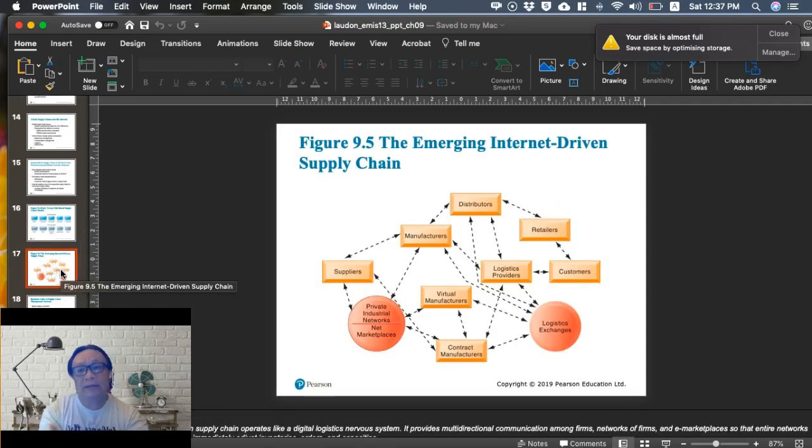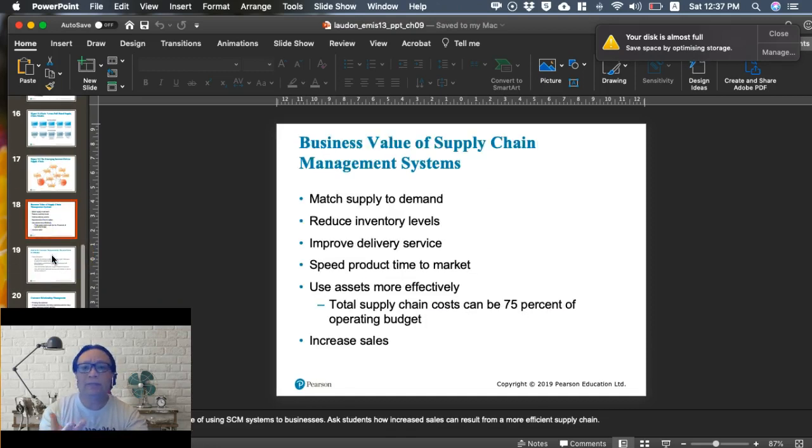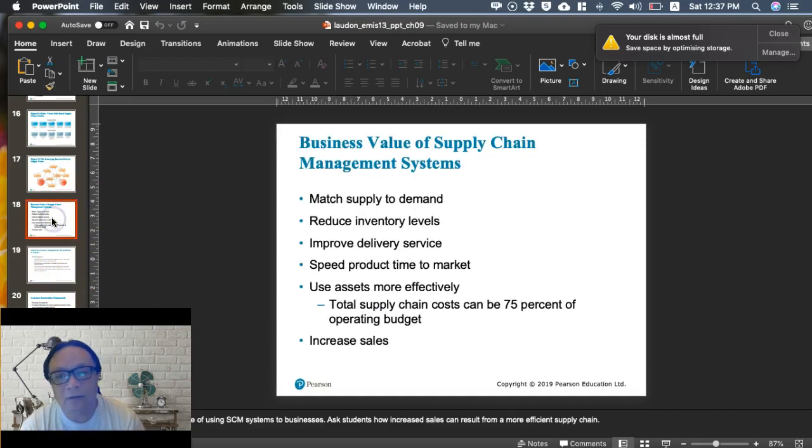If you have learned operations management, you will learn about just-in-time, JIT, and about the bullwhip effect. All these things are related to supply chain management. How you can do all this matching, reducing inventory levels, and improving delivery service, when you have a computer or system application installed or used by your business.